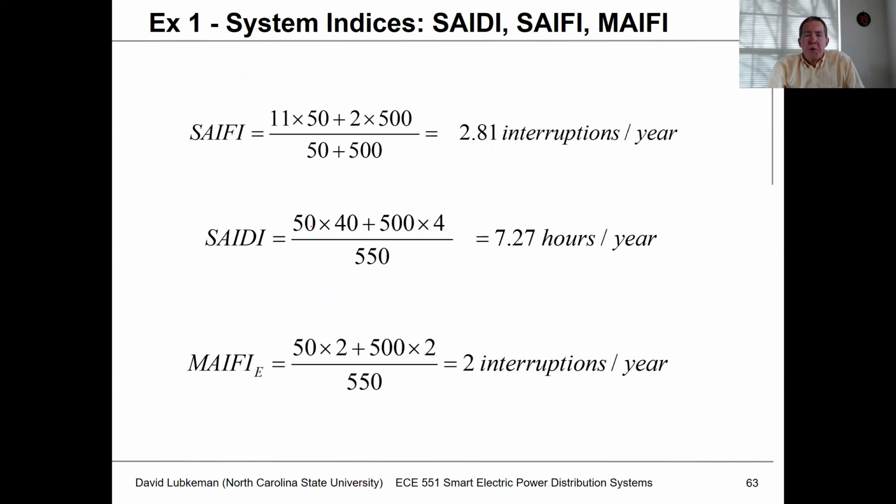So now what we can do is the system indices. For the SAIFI, we're basically taking the number of sustained events and multiplying by the number of customers in the numerator. We add to that the number of sustained events at B multiplied by the number of customers at B, and divide through by the net number, and we get 2.8 interruptions per year.